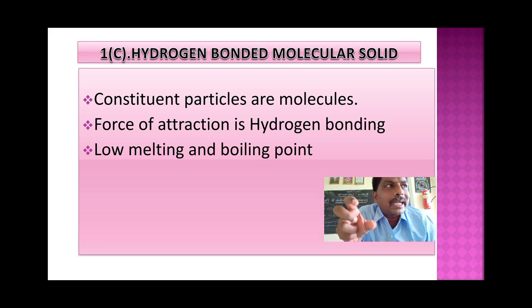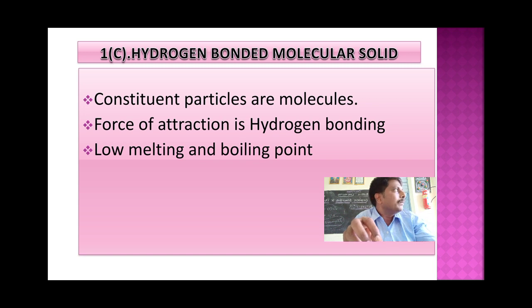Between a hydrogen atom and a highly electronegative atom like F, fluorine, oxygen, nitrogen of the same molecule or different molecules is called a hydrogen bond. What is a hydrogen bond? The weak electrostatic forces of attraction between partially positively charged hydrogen, that means H plus delta, and the other one, the highly electronegative atom, F minus delta, O minus delta, N minus delta.